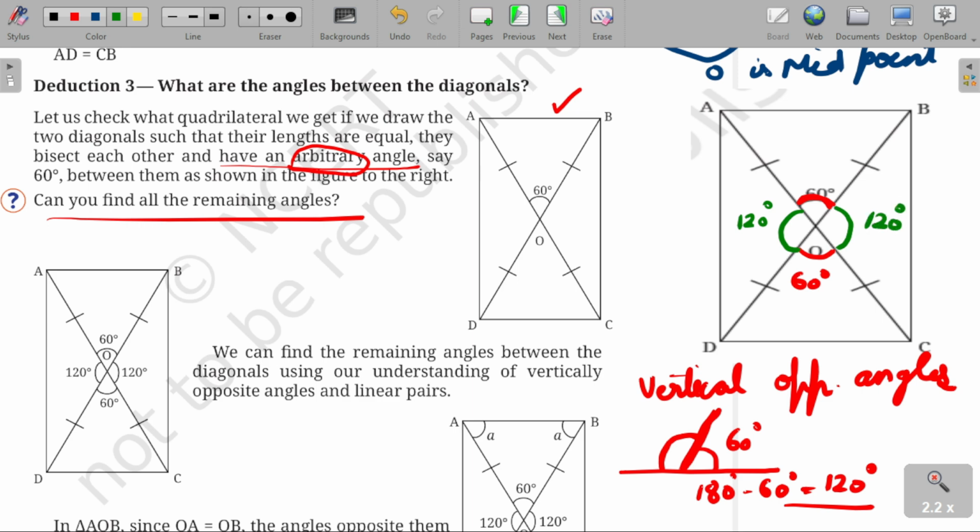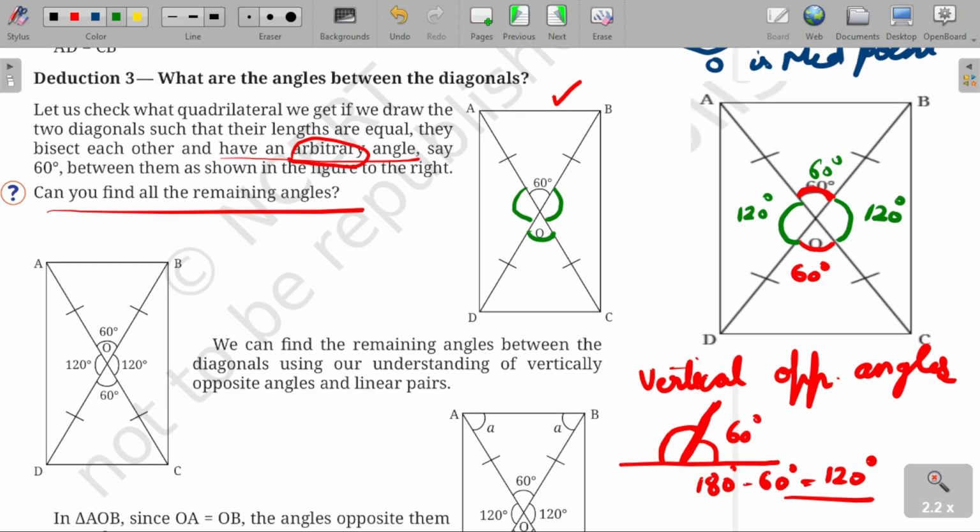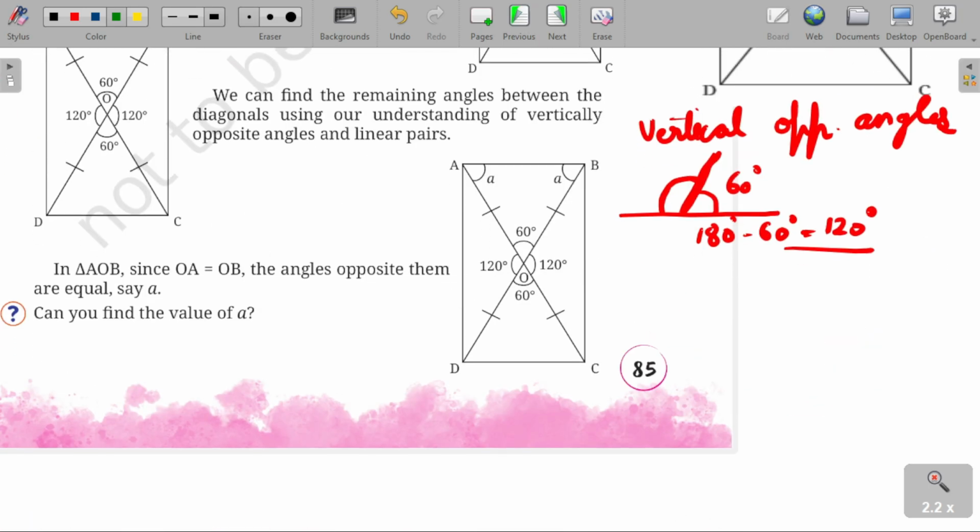We are with the four angles made by these diagonals at the center. This one and this one. These are the degrees. Now we are required to find the other remaining angles of the quadrilateral with the help of the given things. What is given to you? You are given OA equals OB.